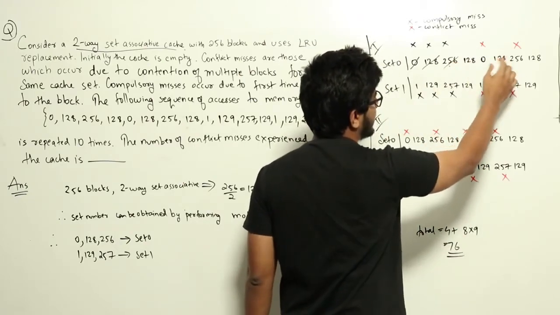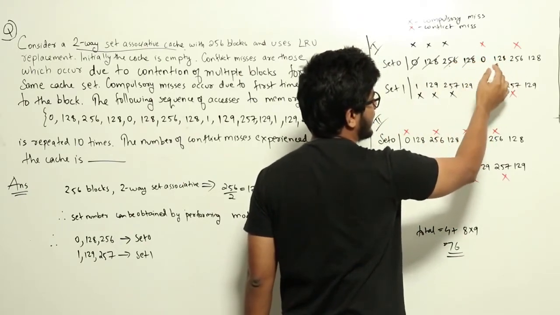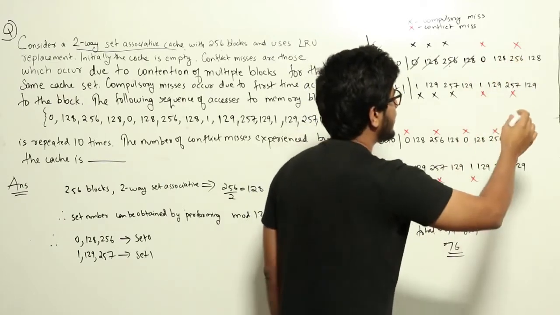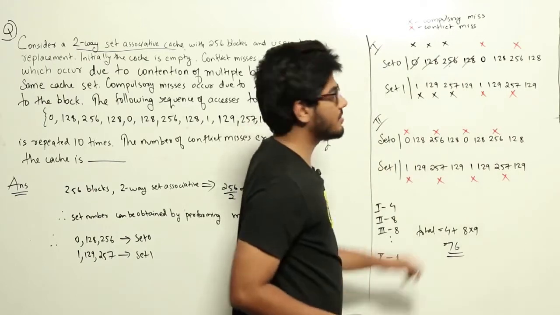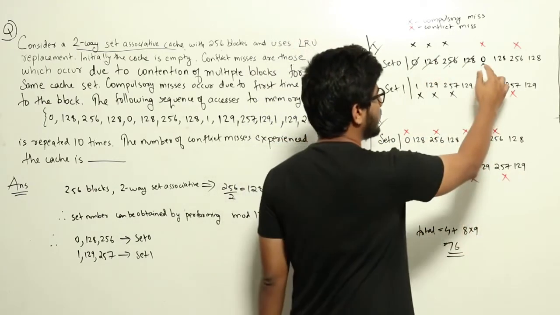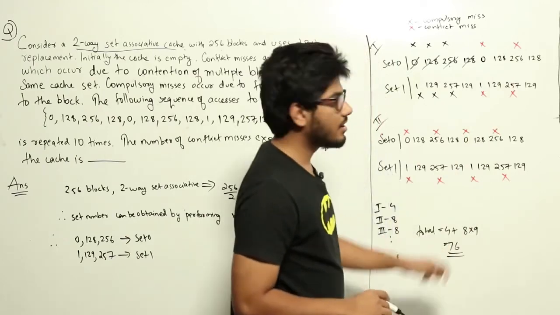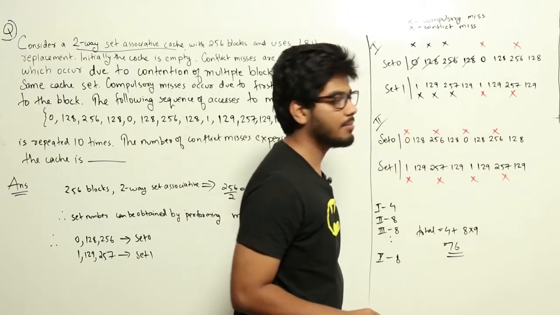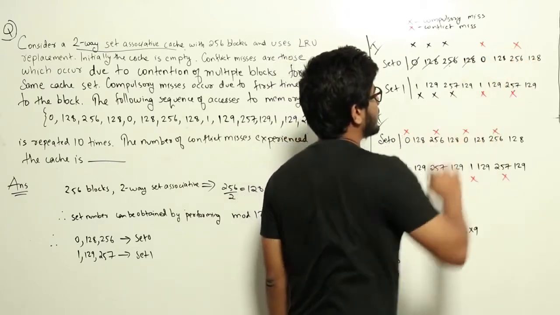After that, it's accessing 128 again. That is not a miss, we already had it here. After that, it is asking for 256. We had already accessed 256, which was there in the cache, but now it is gone from the cache. Now only 0 and 128 are there in the cache. So this is again a miss, and it is a conflict miss, not a compulsory miss. So I denote a red cross here.